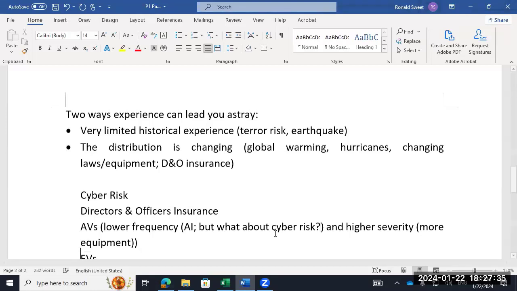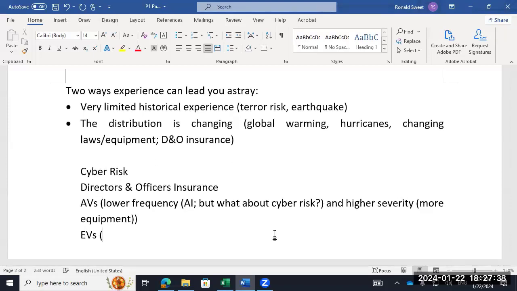So AVs, it's interesting. EVs, I don't know if frequency has an impact, but severity, you're talking about auto replacement parts. But I'm pretty sure if you Googled auto insurance and electric vehicles versus gas engines, there have been articles written about it. There's a sense that EVs are more expensive than gas cars. Just from that standpoint, severity will be higher. But there are fewer moving parts.